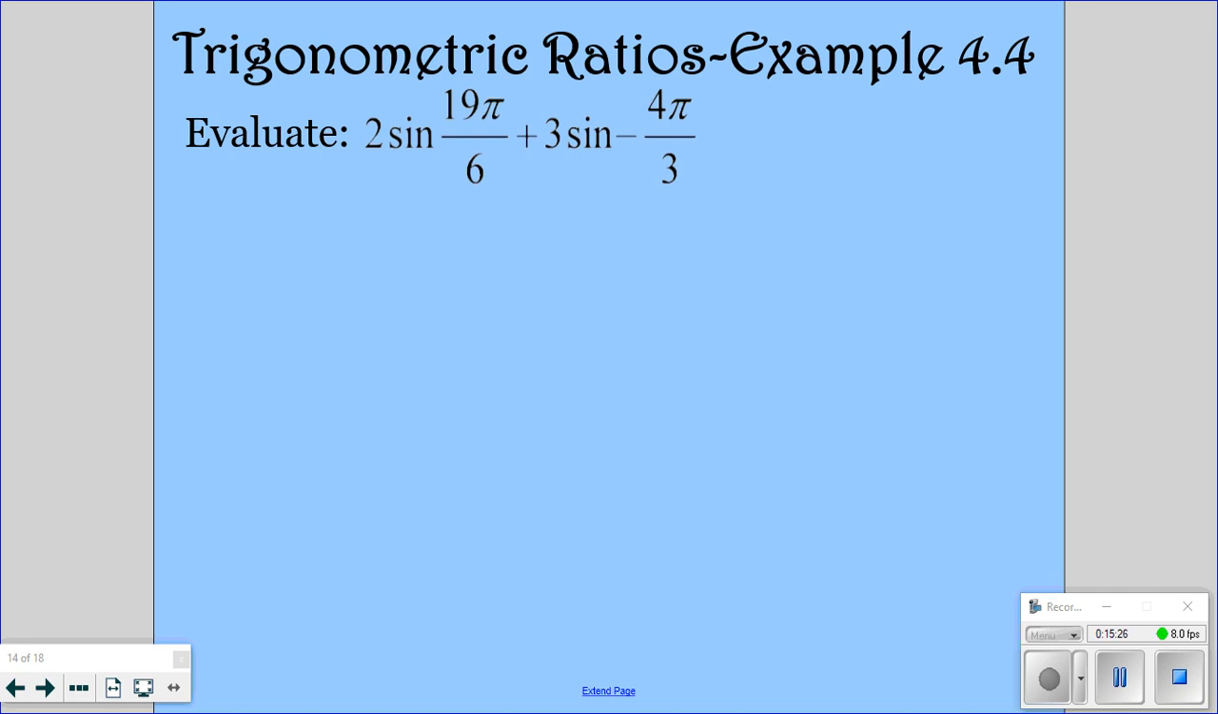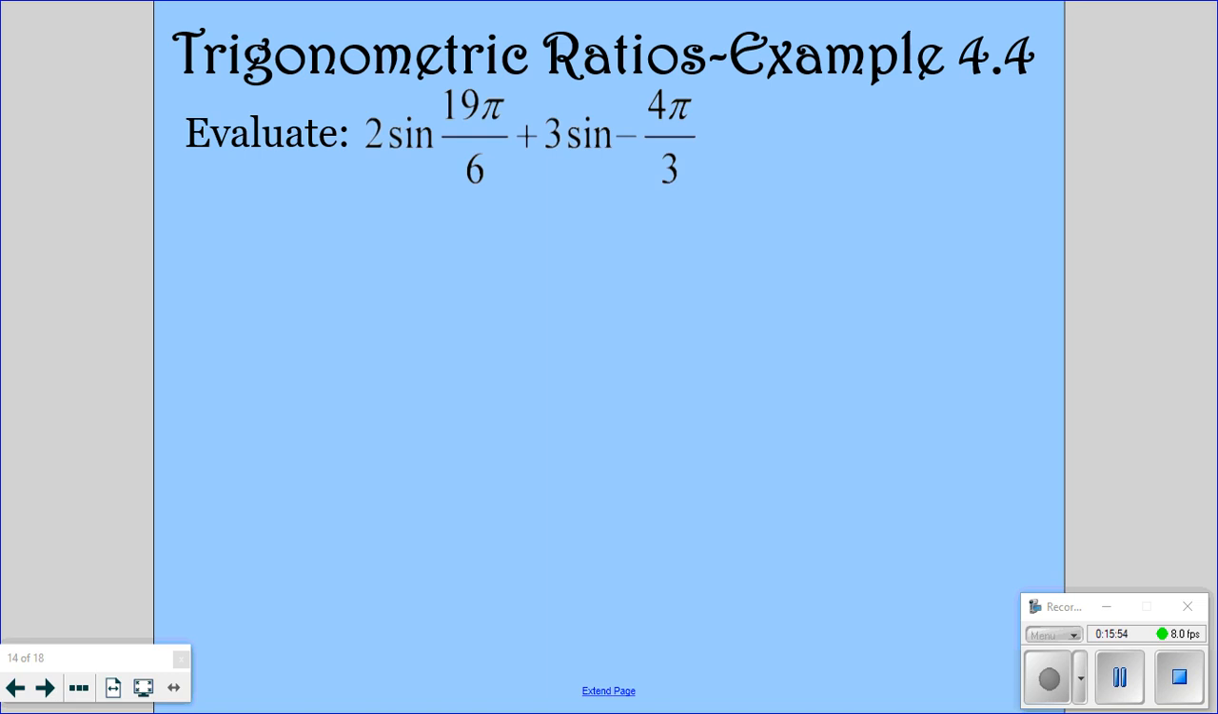All right, so look in here. We want to evaluate these. These 19 pi over 6 and negative 4 pi over 3, you may or may not know right off the top of your head, and that's okay if you don't know them. You can use your ratio if you need to. That is completely okay with me. So you can use your calculator, or you can just kind of figure it out in your head, whatever you would like to do.